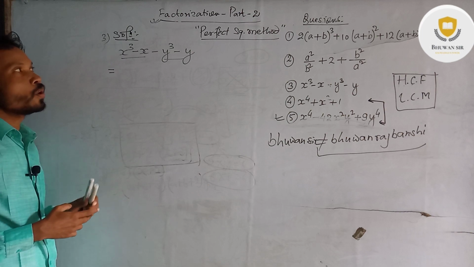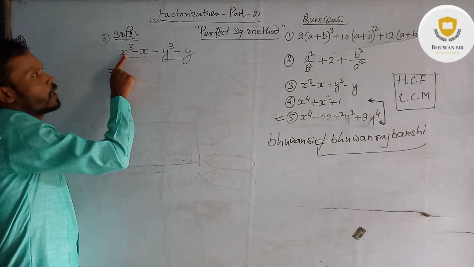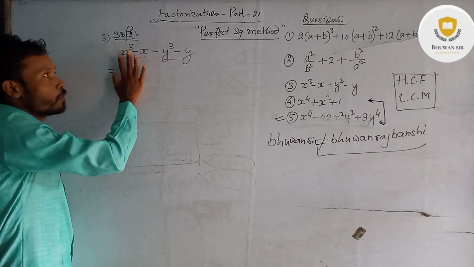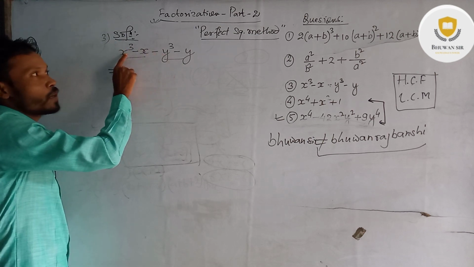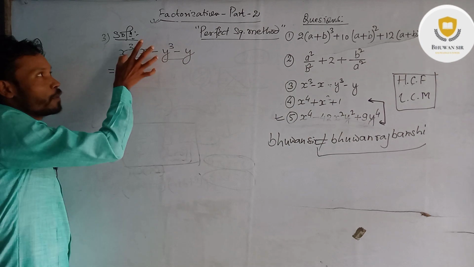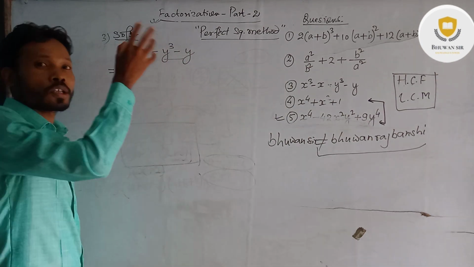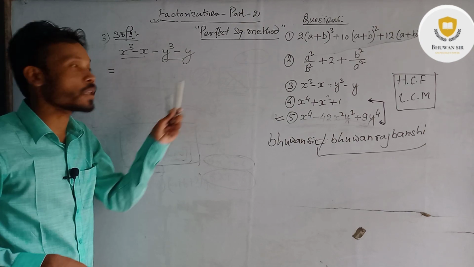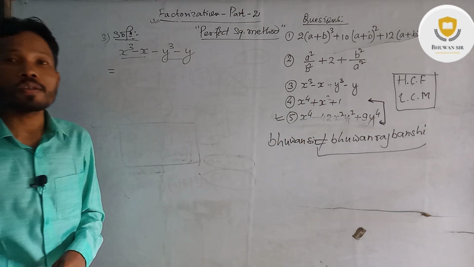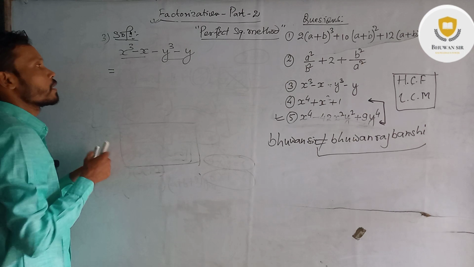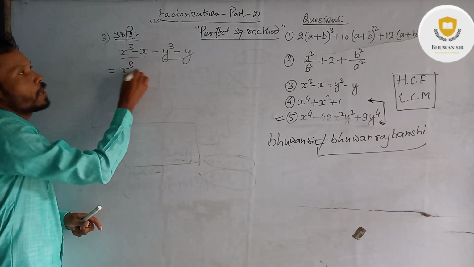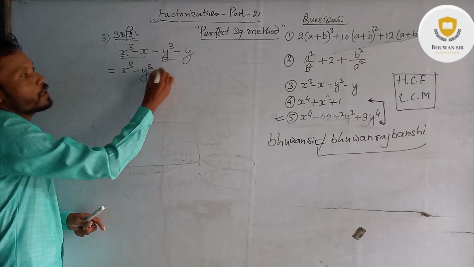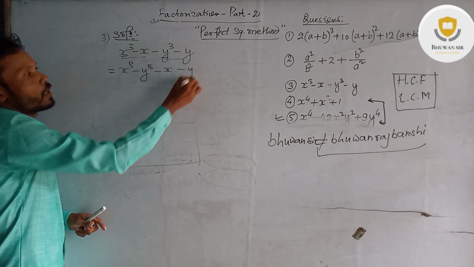See here is x cube, here is y cube. There are only double cubes in the question. If there is double square or double cube, remember, okay? If there is double square or double cube, then such double square or double cube we have to arrange, like x cube minus y cube, this and this arranged, minus x minus y.